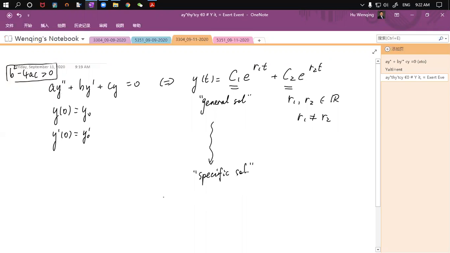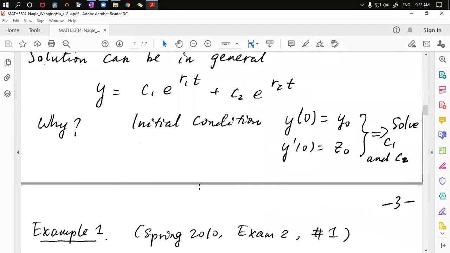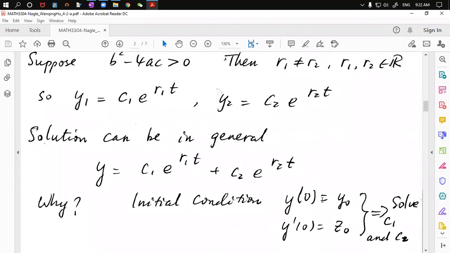Basically, if you set t equal to 0, both exponentials are 1, so C1 plus C2 is y0. And C1 R1 plus C2 R2, because you take a derivative and set t equal to 0, is y0 prime. From here, you should be able to solve for C1 and C2 explicitly. Once you solve for C1 and C2, you get a particular solution by setting C1 and C2 to the values you found. That's how you pass from the general solution to a particular solution.